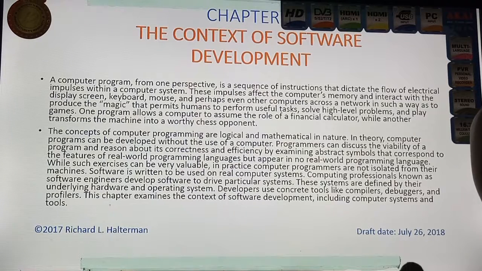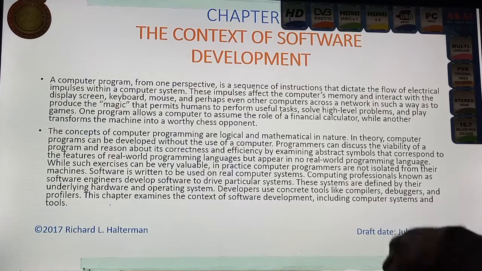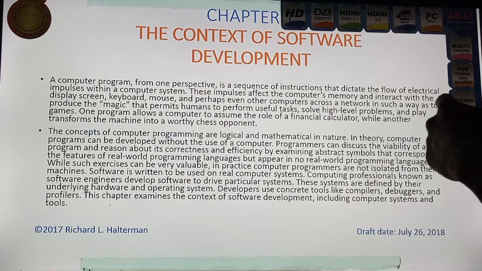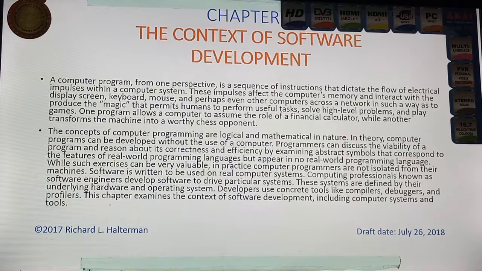So it's through a program that a computer operates. Without a program, the computer does not exist. Every software is what runs a computer. Without a software, the computer is dead. So the software is the main component of a computer. One program allows the computer to assume the role of a financial calculator, while another transforms the machine into a worthy chess opponent. That's also what a program, or software, does.